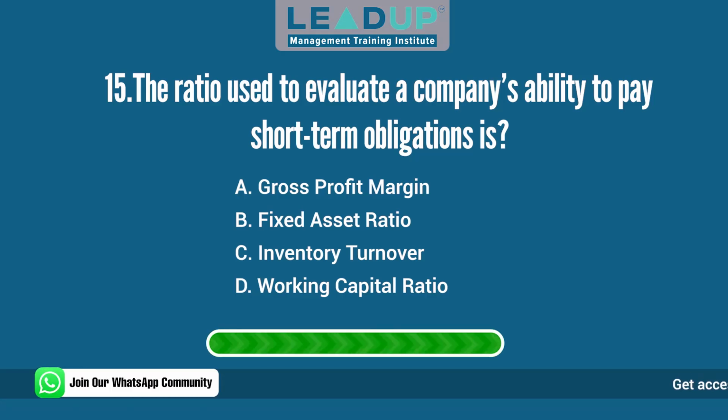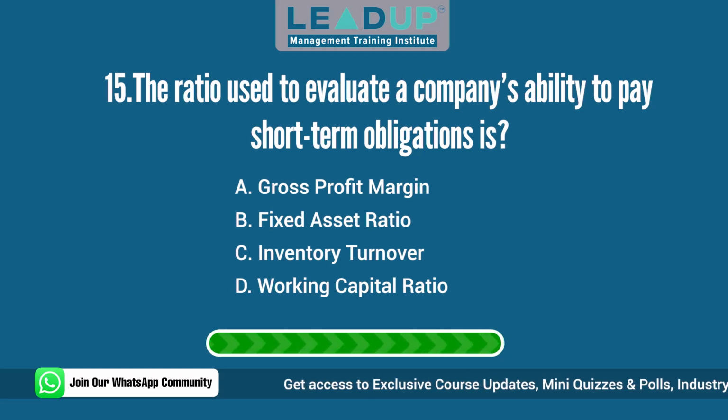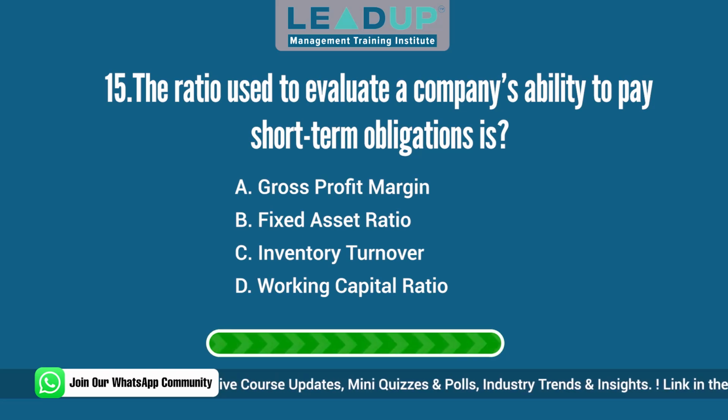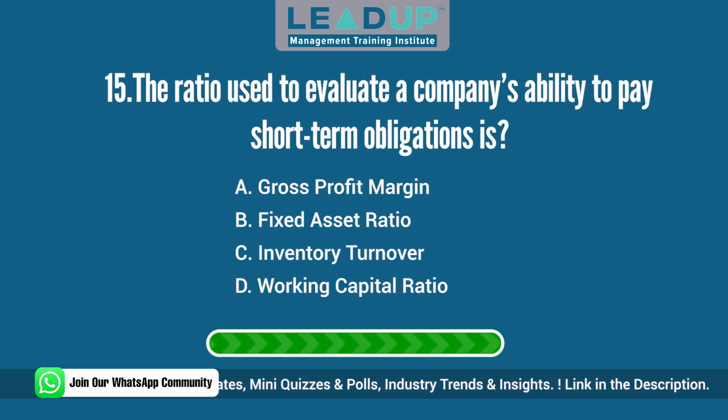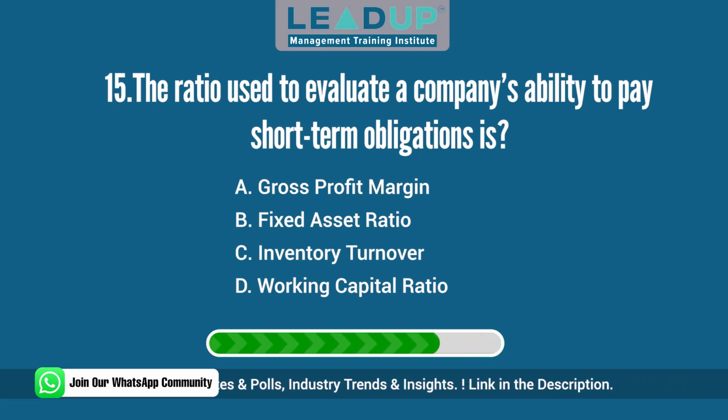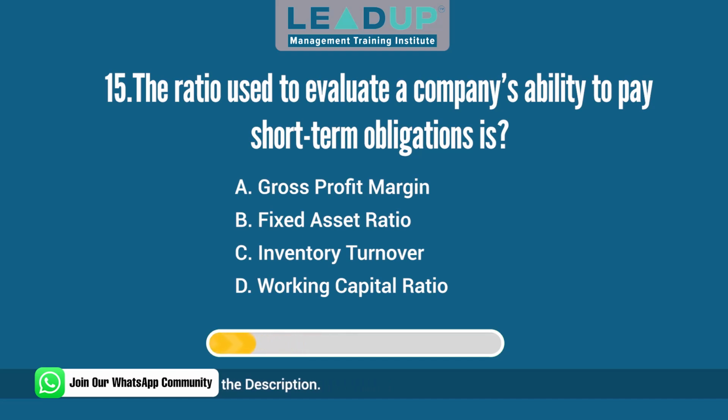Question 15. The ratio used to evaluate a company's ability to pay short-term obligations is A. Gross profit margin. B. Fixed asset ratio. C. Inventory turnover. And D. Working capital ratio. The answer is working capital ratio.